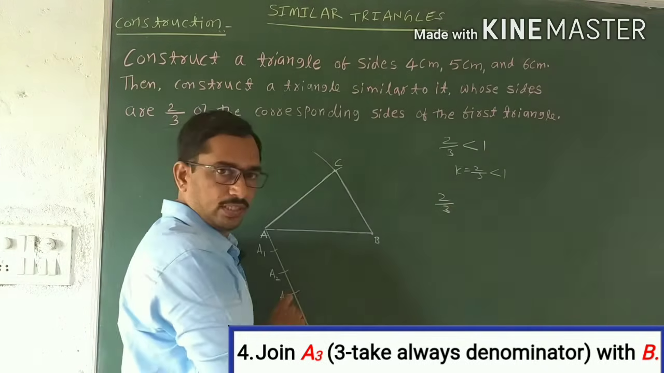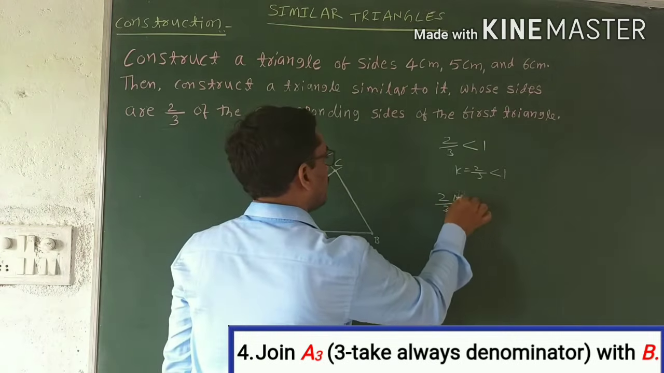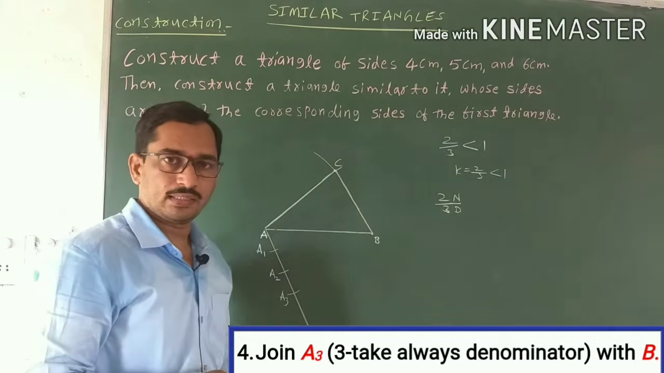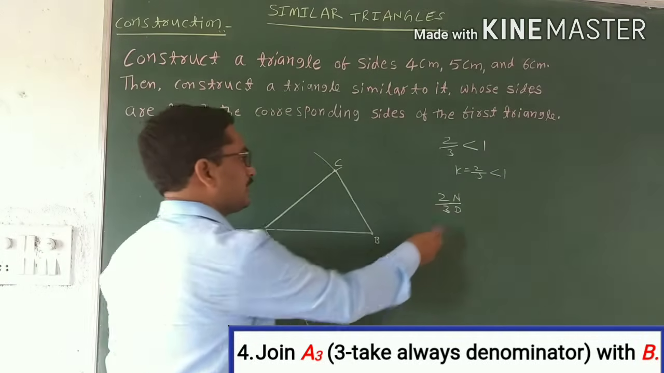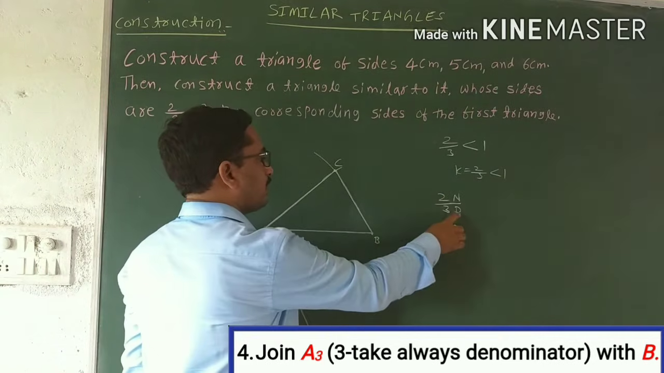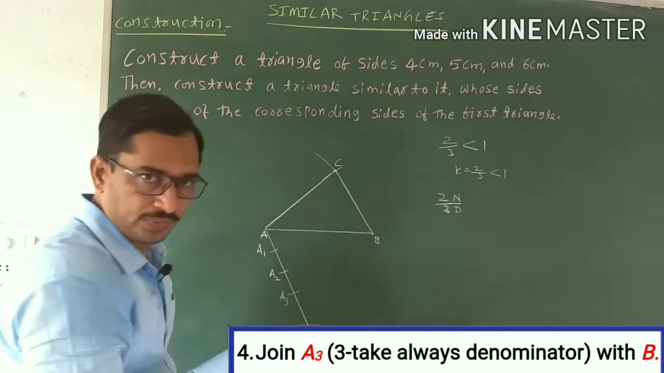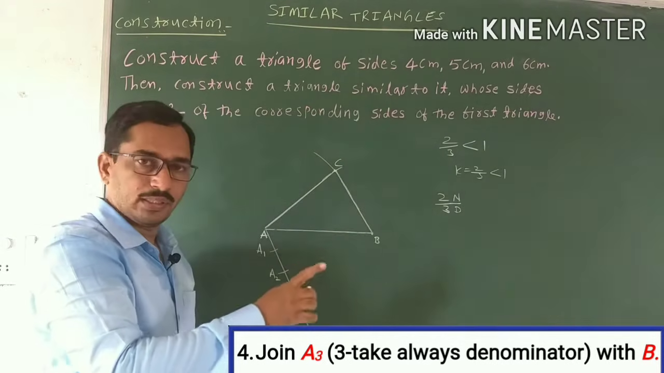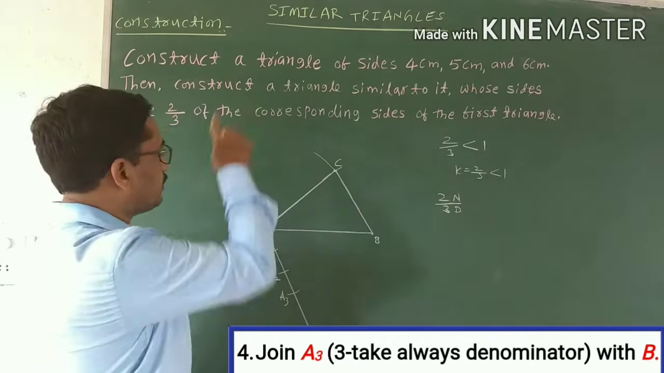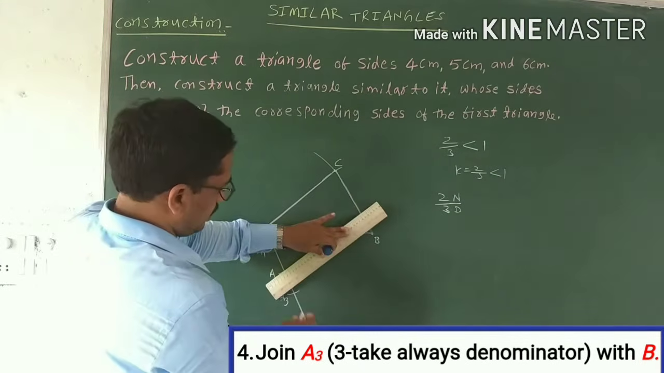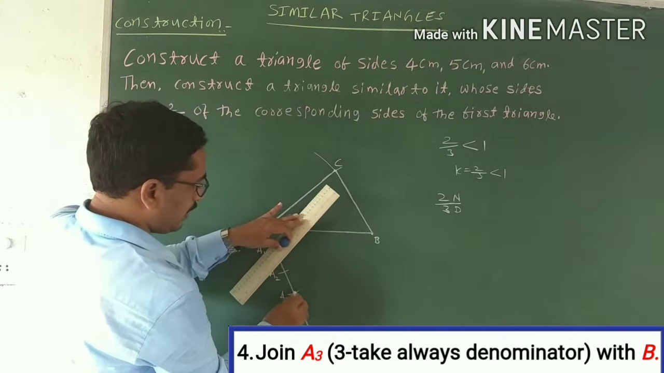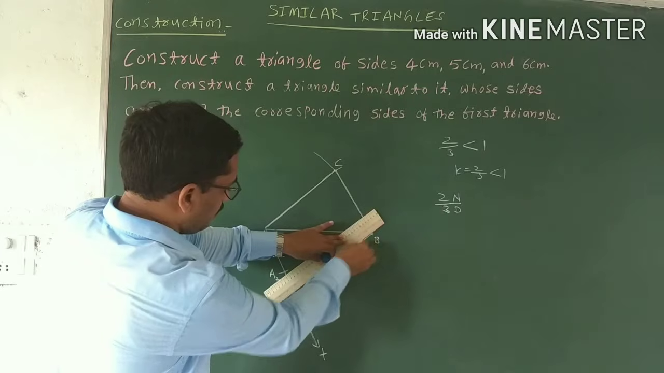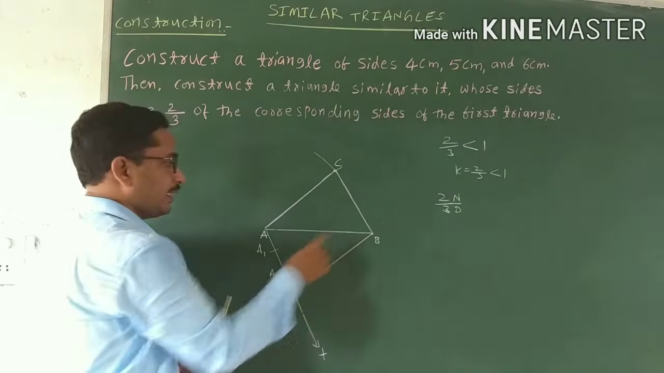The given ratio is 2 by 3, with the numerator N and the denominator D. I am taking the first letters only. In the order of the letters of the English alphabet, the first letter is D, then after that N. So always take D, the denominator. Always join the denominator letter, here A3, with B. It is applicable for all problems in this model. So always take the denominator letter 3, meaning the point A3, and join it with B. This is A3B.